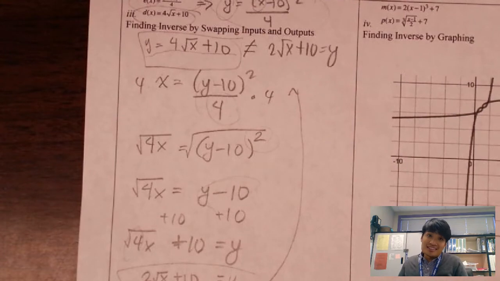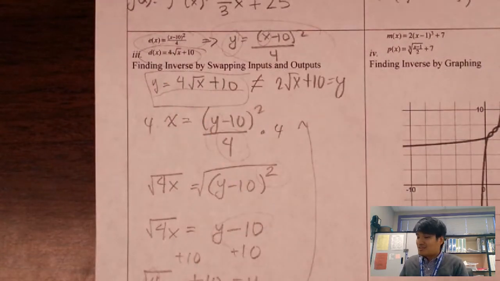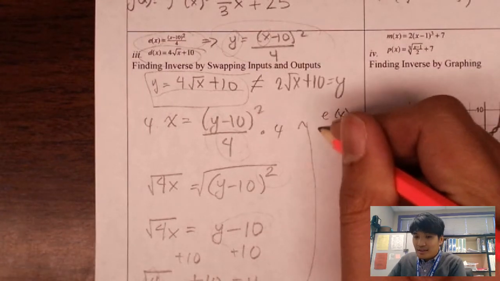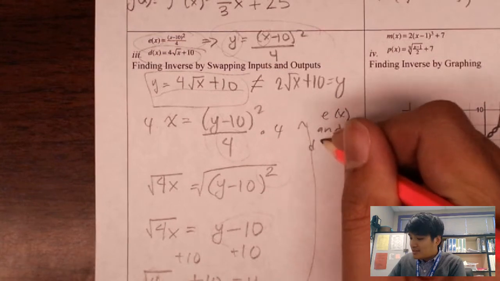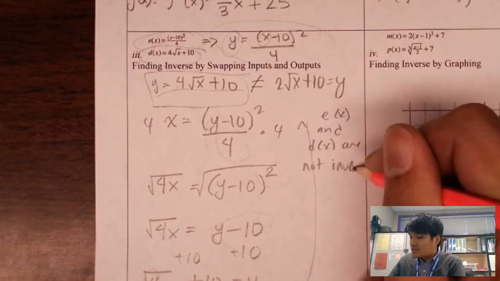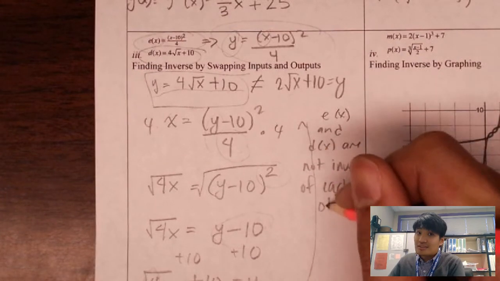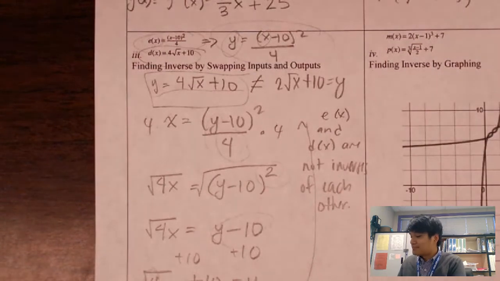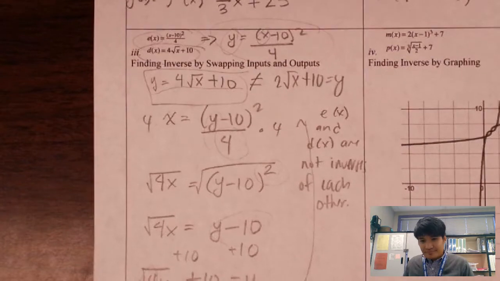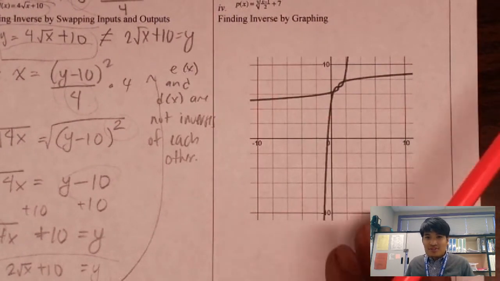So what does that say? That just tells me that these guys are not inverses. So I can say e of x and d of x are not inverses of each other. Right. So that's cool. Now we're almost done here. The very last thing we do is finding the inverse by graphing.